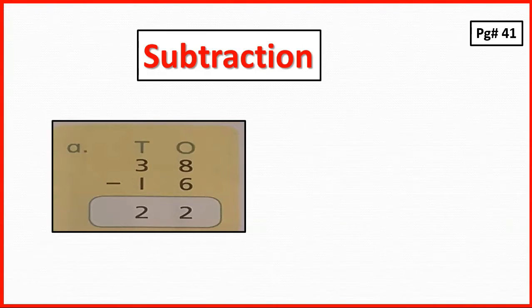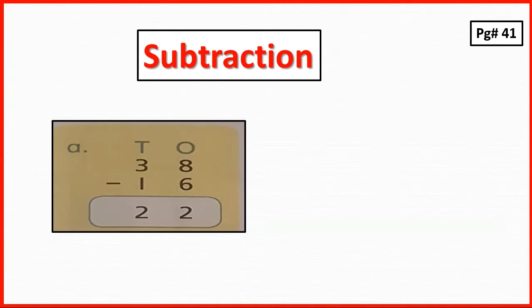Here is 38, from which we subtract 16. So let's subtract. Start with ones. When we subtract 6 from 8, the number comes 2. And when 1 is subtracted from 3, the number comes 2. It means when we subtract 16 from 38, the number comes 22.